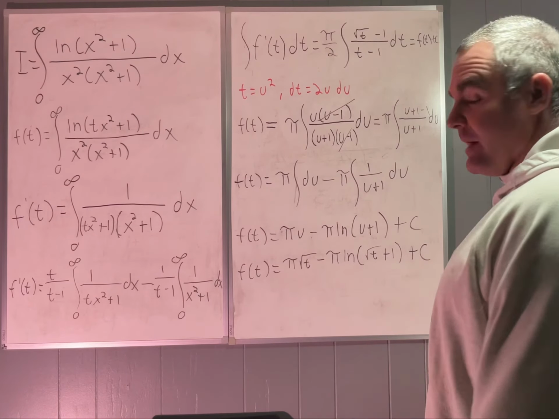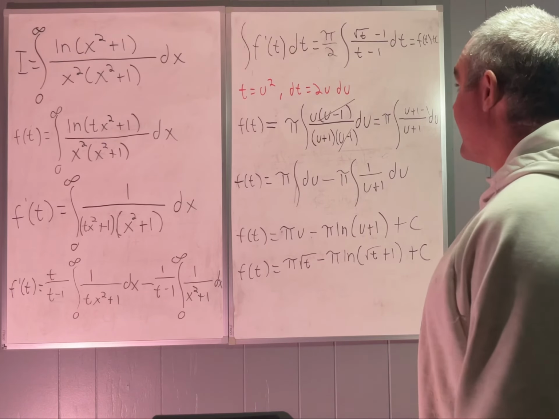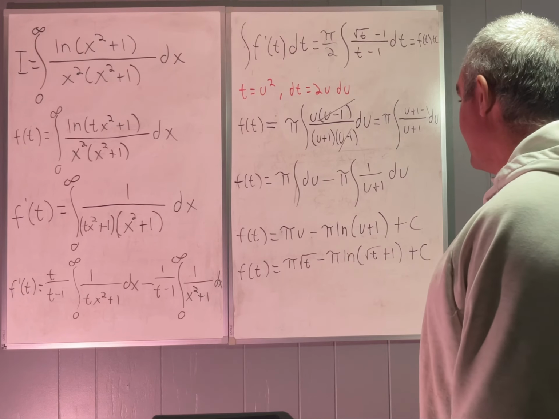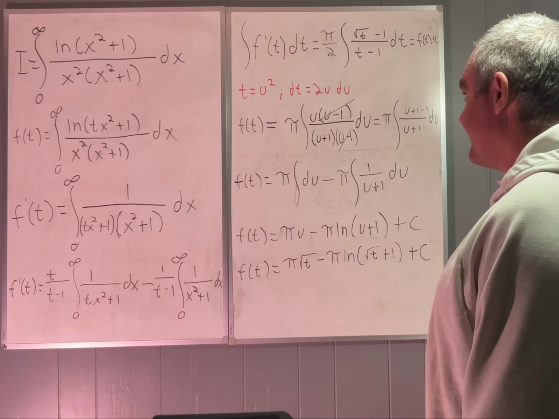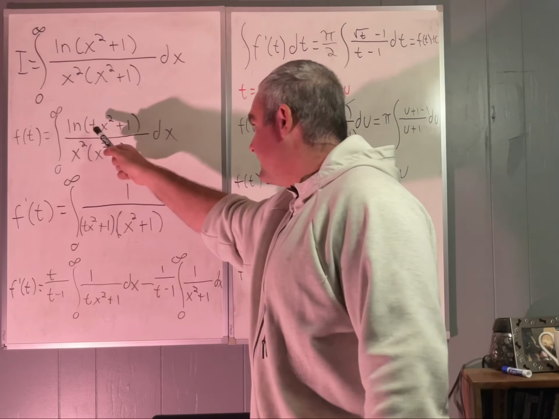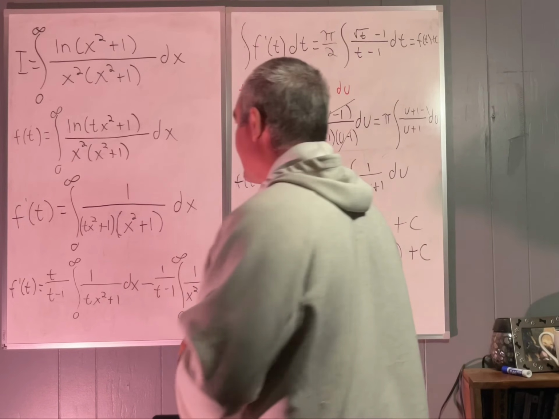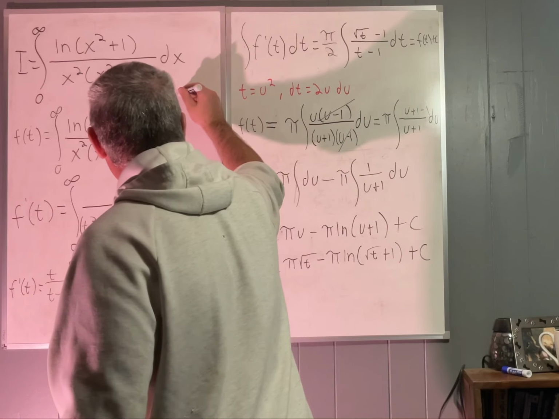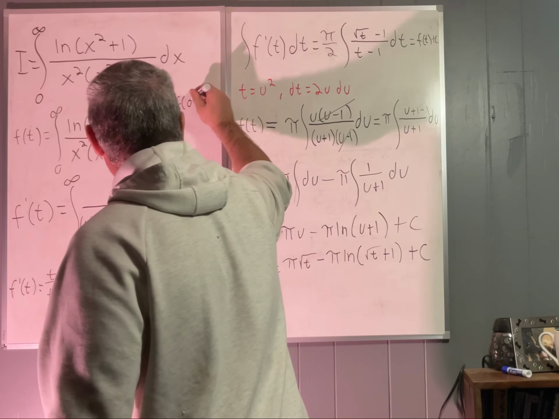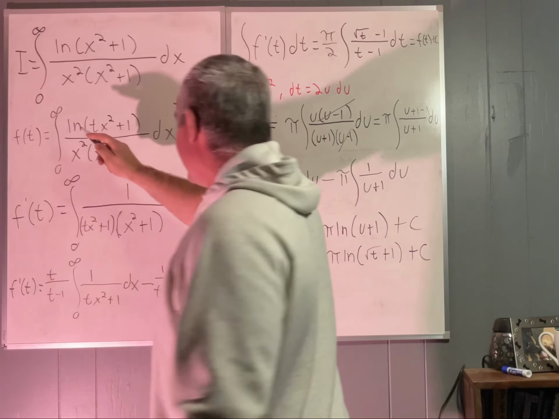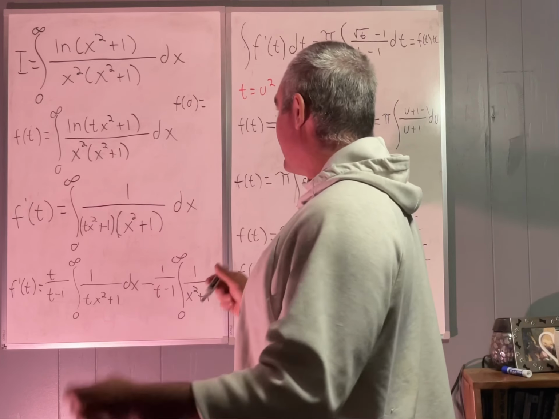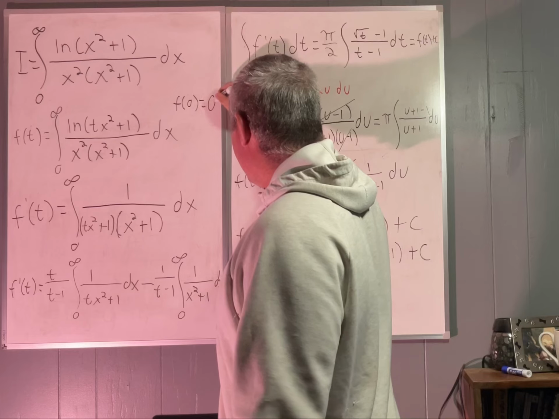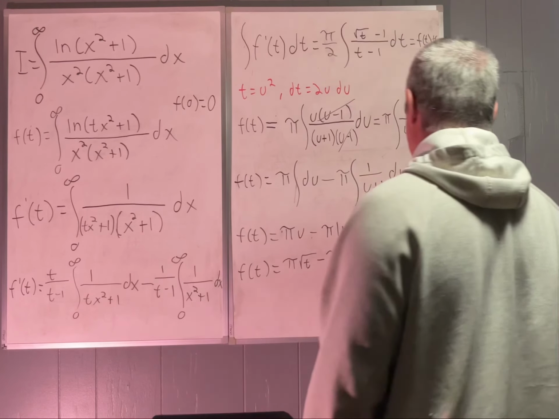Okay, we need to get rid of that plus c now. How do we do that? Well, we've got to find a value for it at a point. Luckily, that's easy to find. If you plug in f of 0, we get that f of 0 is equal to the natural log of 0 plus 1 over something. In other words, it's 0. We know that f of 0 is equal to 0.